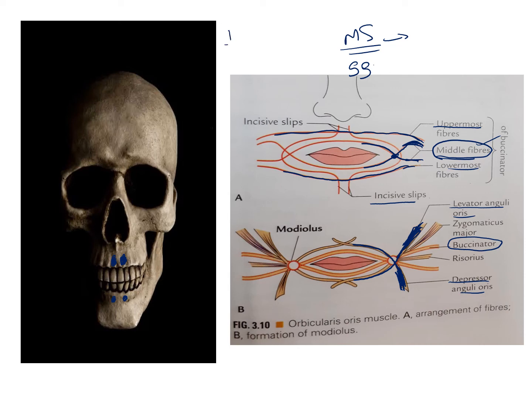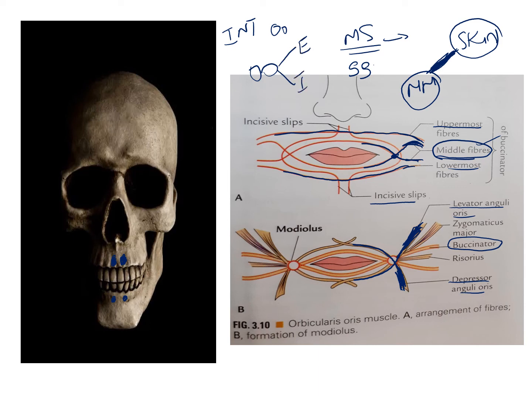Now we move on to the intrinsic component of the orbicularis oris muscle. This is mainly formed by oblique fibers in between the skin and the mucous membrane. So that is the intrinsic component of the orbicularis oris muscle. So with this, we have finished both the components of orbicularis oris muscle, the extrinsic component and the intrinsic component. We have also seen that the extrinsic component had three parts: superficial strata, middle strata and the deep strata. So having discussed all those things, now we'll move on to the next slide.